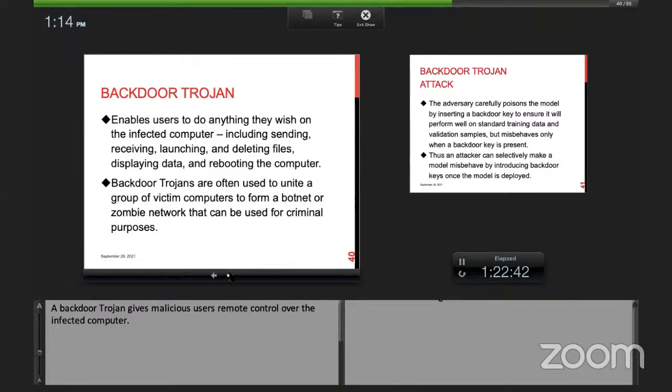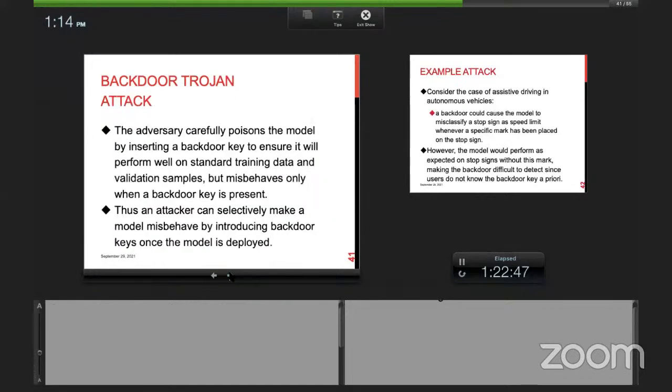These are very important attacks that you need to think of even before designing your system, irrespective of what type of data, what type of analysis you are going to do. The attacker can selectively make a model misbehave by introducing backdoor keys. The adversary carefully poisons the model by inserting a backdoor key to ensure it will perform well on standard training data and validation samples, but misbehaves only when a backdoor key is present.